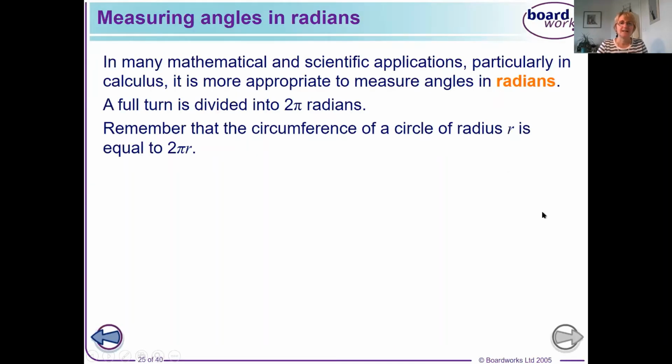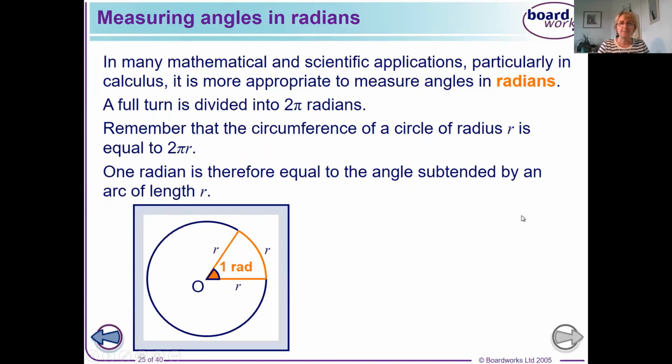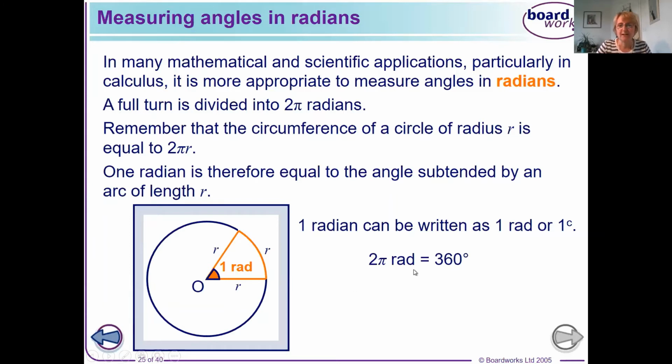Okay, so as I've said, a full circle, full turn is 2 pi radians. That means that 2 pi radians is 360 degrees. So if I want to find out what 1 radian is, divide by 2 pi. 360 divided by 2 pi turns out to be 57.3 degrees. So it's close to 60 degrees, as we said at the beginning.